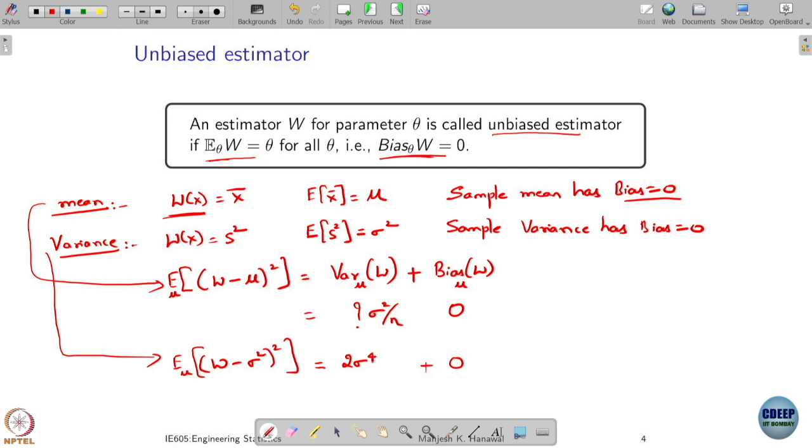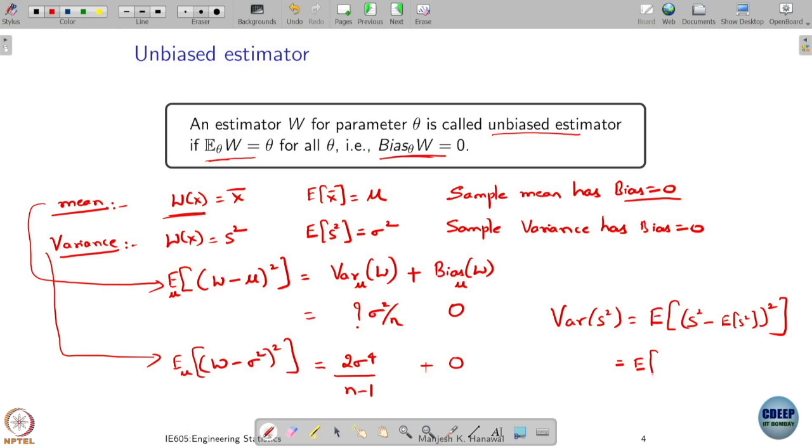Okay, I am going to directly write here, this is going to be 2 sigma 4 divided by n minus 1. Yeah, you just need to do computations. So how are you going to do this? Variance of S square is nothing but the expectation of S square minus expected value of S square, whole square, right? By definition, this.